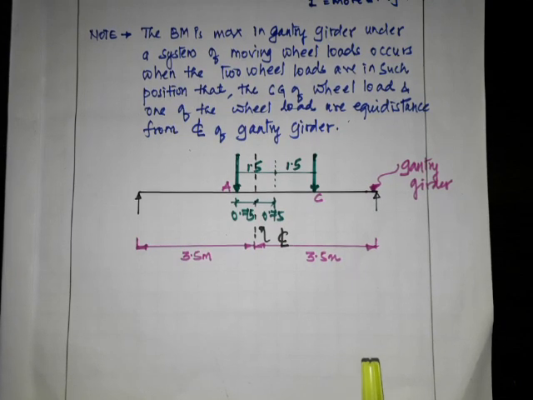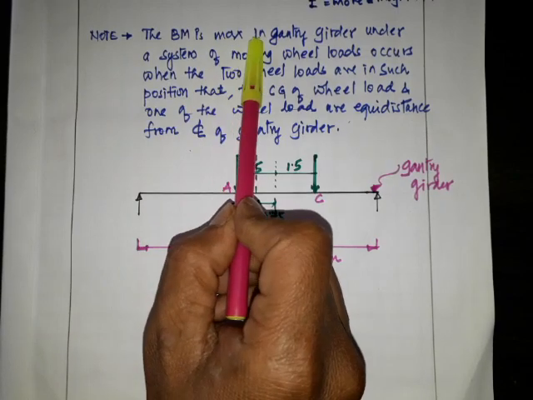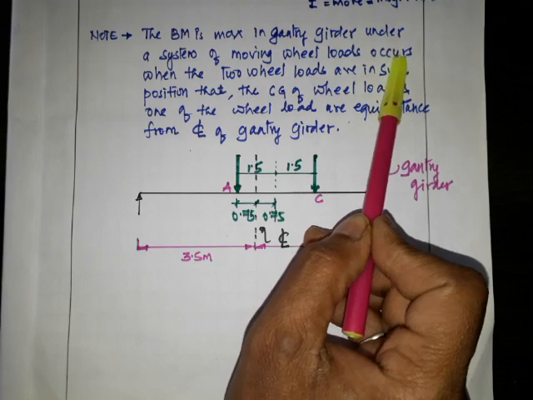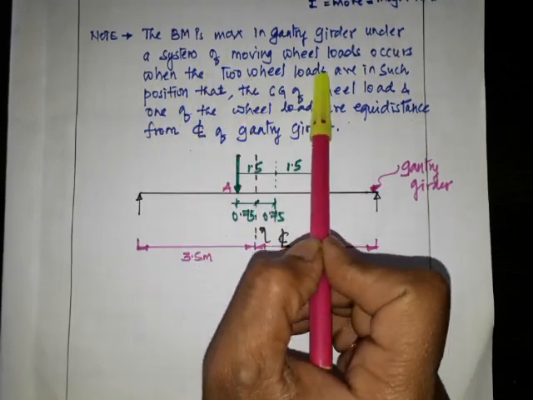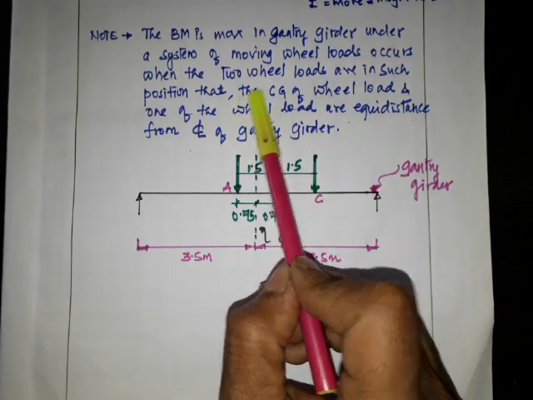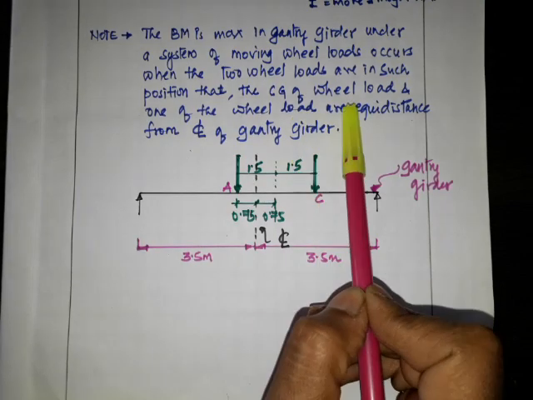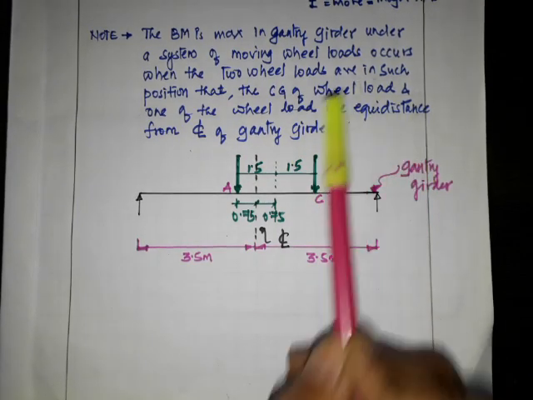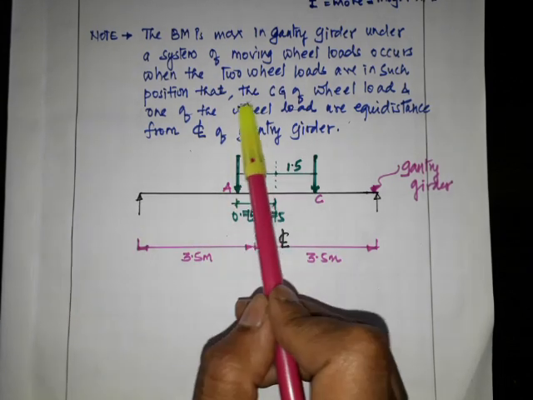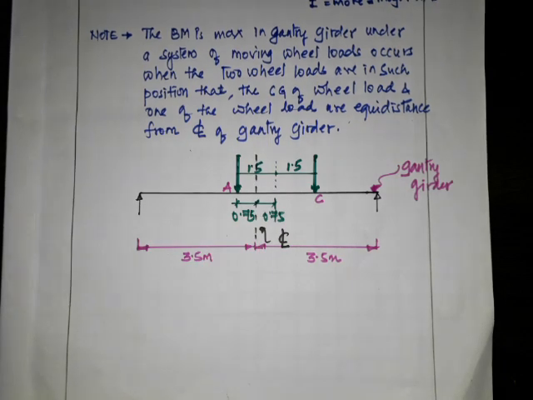So I'll repeat once again. The bending moment is maximum in a gantry girder under a system of moving wheel loads when the two wheel loads are in such a position that, this is very important now, the CG of wheel load and one of the wheel loads are equidistant from the center line of the gantry girder. Okay.